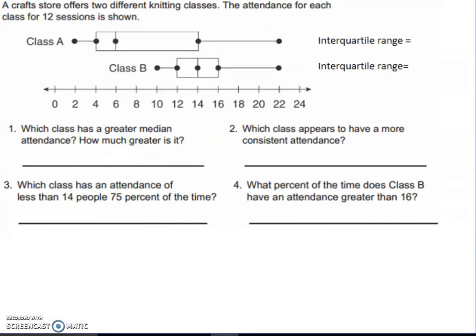A craft store offers 2 different knitting classes. The attendance for each class for 12 sessions is shown. So, which class has a greater median attendance? How much greater is it? The median for Class A is 6. The median for Class B is 14. Well, Class B has the greater median. How much greater? Well, that's going to be 14 minus 6, which is going to be 8.